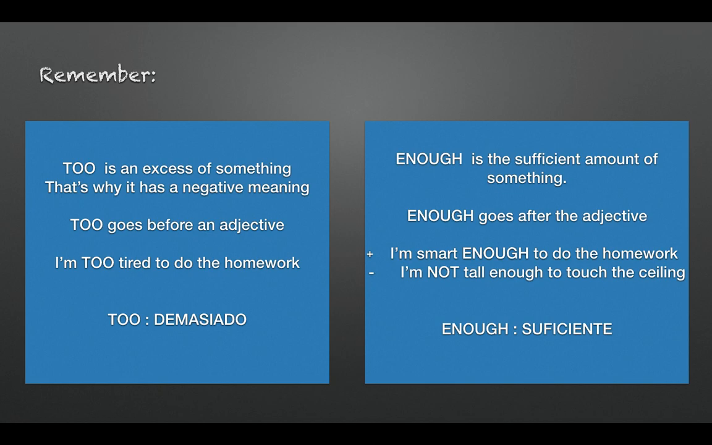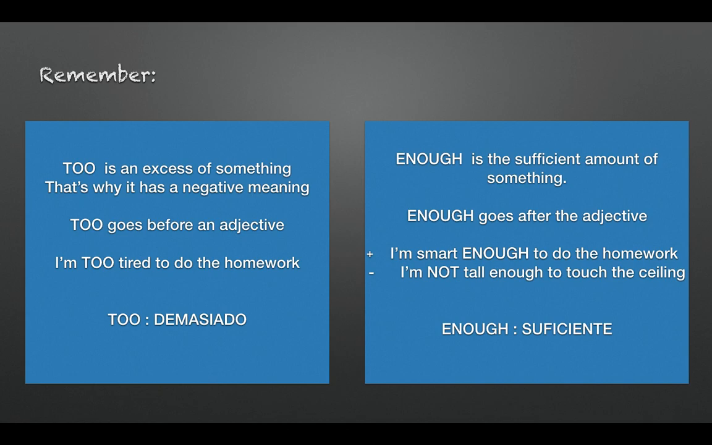Enough goes after the adjective. Entonces el enough va después del adjetivo. Si se fijan, too va antes, enough va después. I'm smart enough to do the homework. Esa es la oración afirmativa. The affirmative sentence would be I'm smart enough to do the homework. Soy lo suficientemente smart. ¿Qué es smart? Inteligente. I'm smart enough to do the homework. Para hacer la tarea. Soy lo suficientemente inteligente para hacer la tarea.